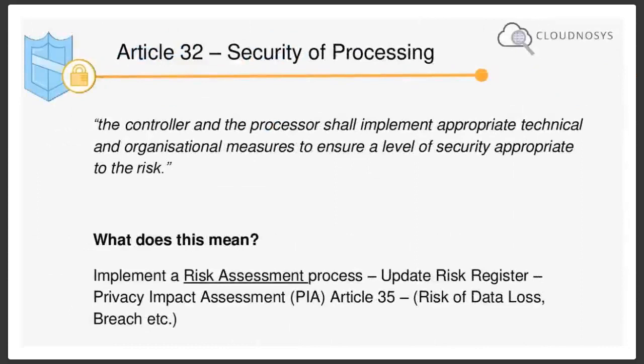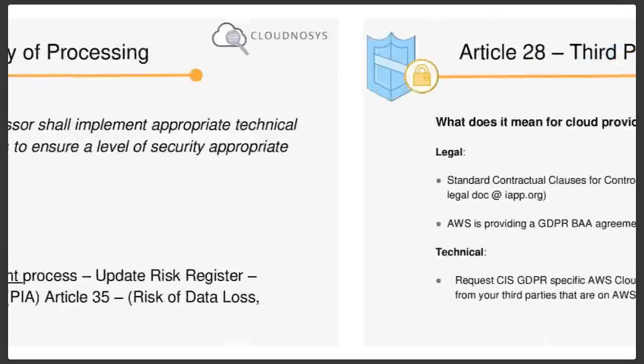Article 32 is about security of processing. In short, it says that the controller and processor shall implement appropriate technical and organizational measures and ensure a level of security appropriate to the risk. Now, the word risk is used. If you look deeper into Article 35, it talks about implementing a risk assessment process. You need to have some form of risk assessment process in place and be able to identify where the highest risks are within your flow.